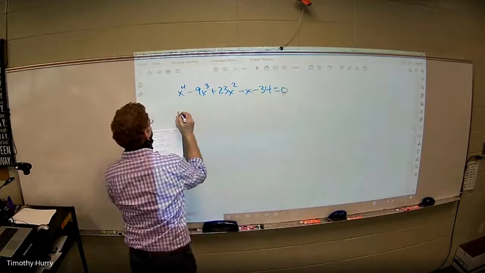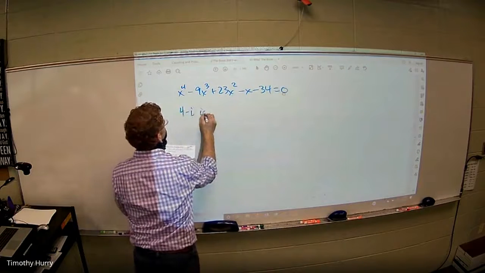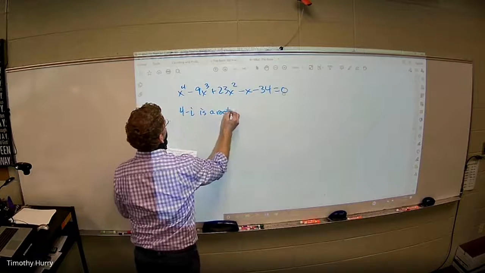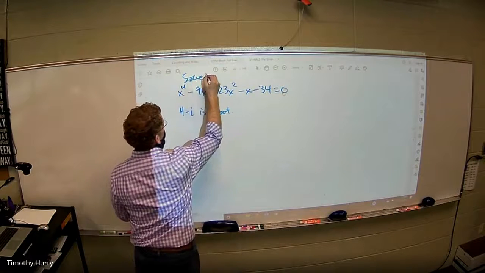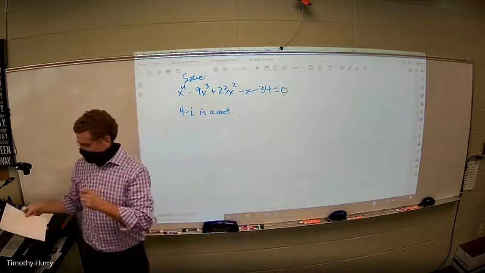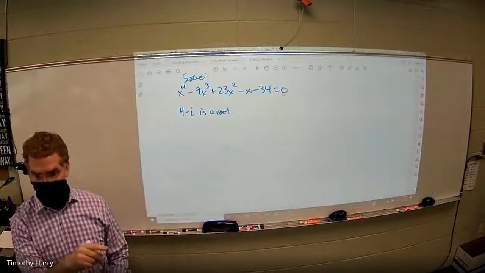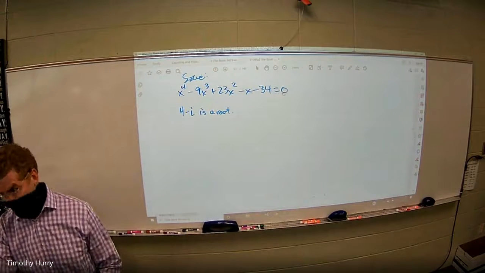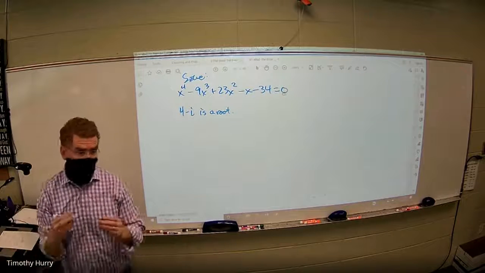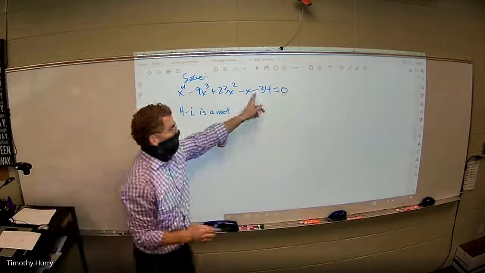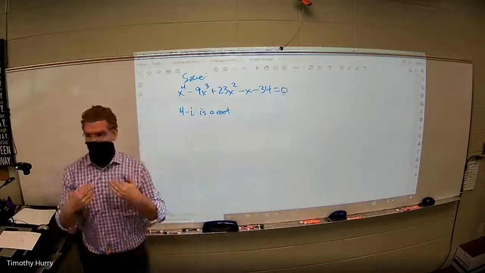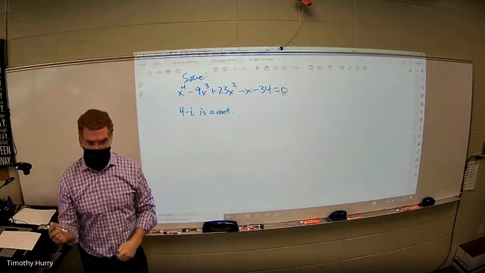And I told you 4 minus i is a root. Or plus i. How do you know that? Because all the coefficients are real. If I have integral coefficients, which actually the rule is if they're real, but you're right, integers are real. If they're real coefficients and constants, then imaginary numbers always occur in conjugate pairs.